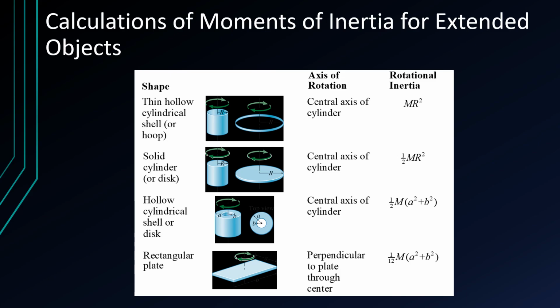But as an example, when we have a thin, hollow, cylindrical shell or a hoop, our rotational inertia is mr squared. Whenever we have a solid cylinder or a disk, this changes and it's 1/2 mr squared. And this is because the mass, instead of being distributed along the edges evenly from the radius, now it is distributed throughout the radius, right? So we have changed the distribution of mass, meaning that we have changed the moment of inertia.